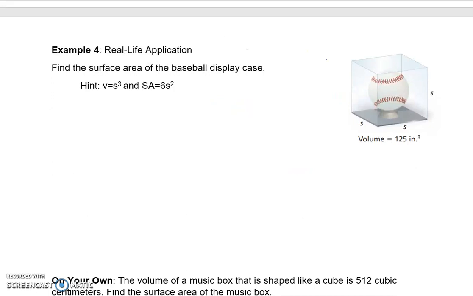Lastly, we have some real-life application problems that have to do with surface area and the volume. Remember from your time in 6th and 7th grade math that the volume of a cube is equal to the side times the side times the side, which is side cubed. And the surface area, which I abbreviated as SA, is equal to 6 times the side squared. Okay, so that'll help us with this real-life application problem.